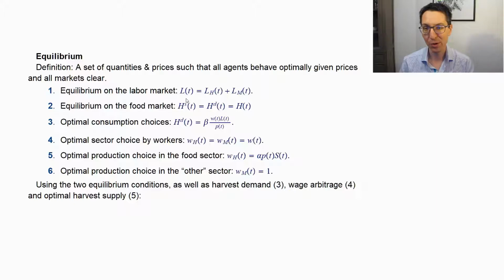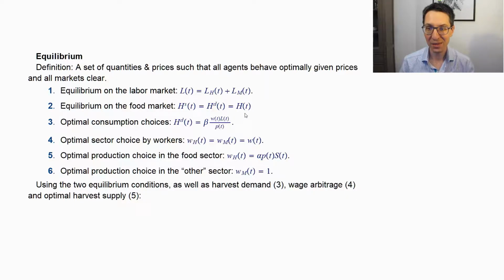Secondly, the equilibrium on the food market means that harvest supplied by the market equals the one demanded by the islanders. So simply that HS of T equals HD of T. So we just write that it equals the harvest being exchanged on the island, H of T.